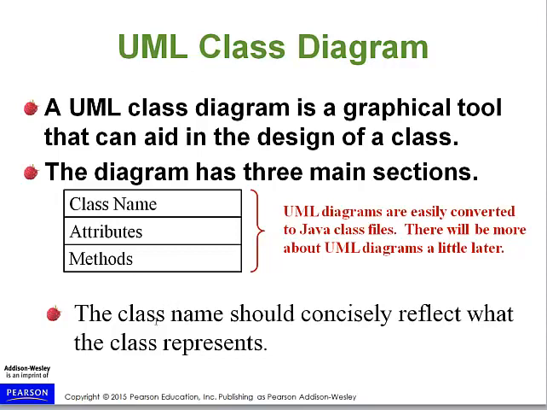Your class name should concisely reflect what the class represents. If you have Hello World, it needs to say Hello World up here. So in a UML diagram, let's make sure what it does contain: it contains the fields, the methods, and the class name. It does not contain the object name. I just want to clarify that.